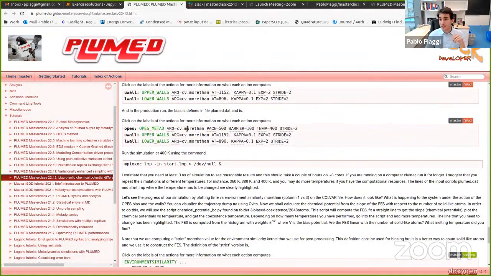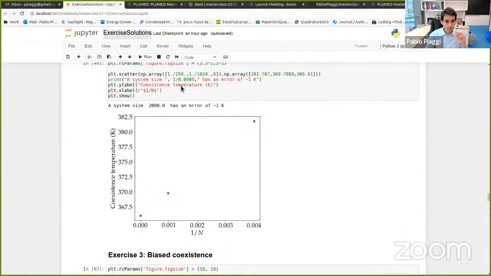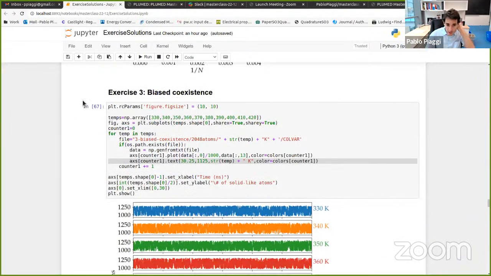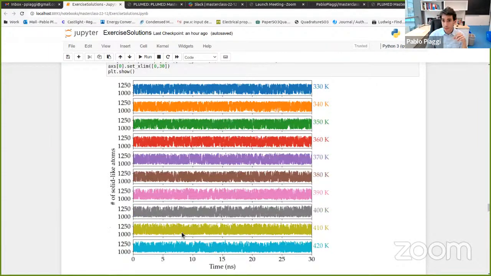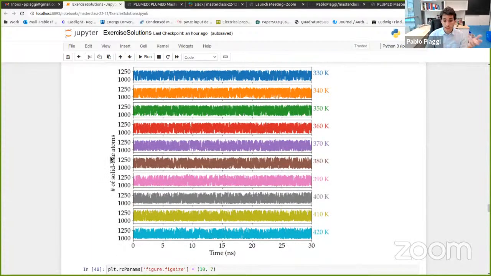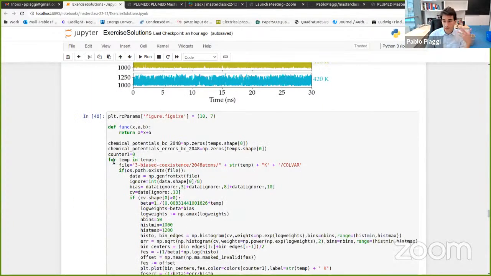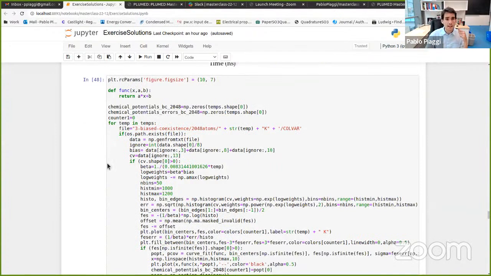Okay, so let's see how the simulations look. What I'm showing here is the behavior of the number of solid-like atoms, our collective variable, as a function of time for different temperatures. You can clearly see that the interval that we're targeting is sampled nicely. Once we have this type of simulation and a lot of statistics, we can do very rich analysis.